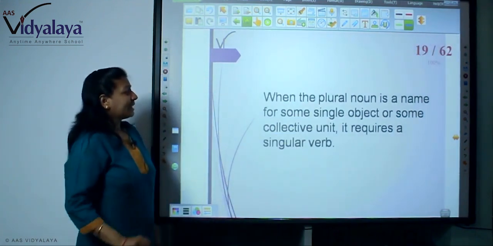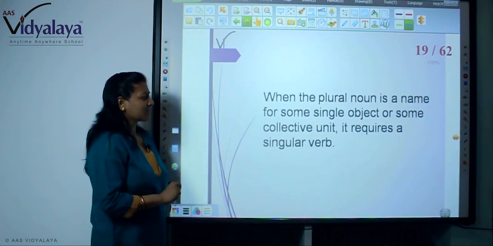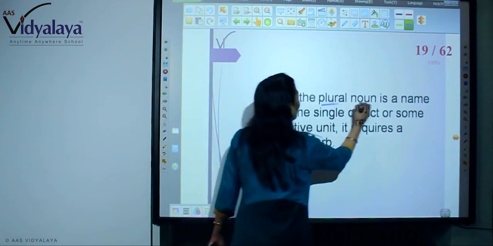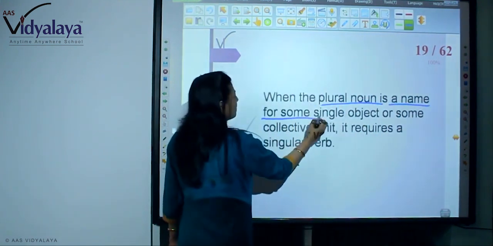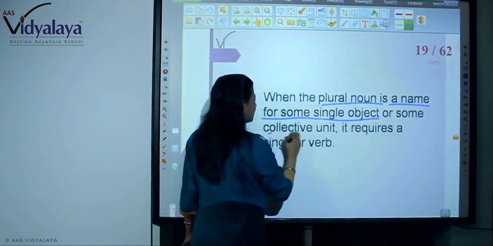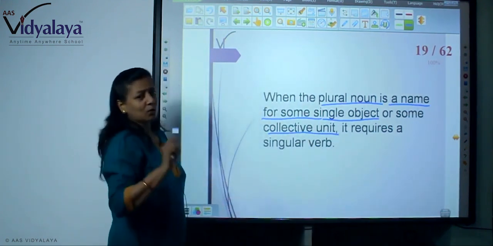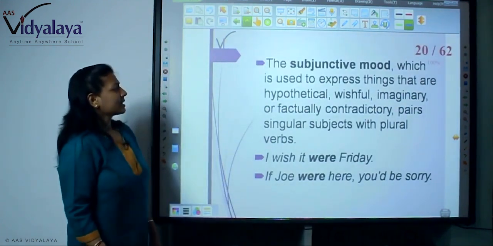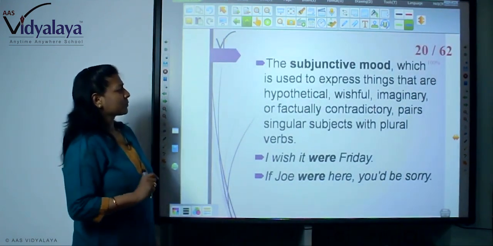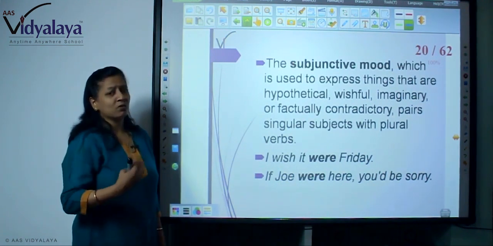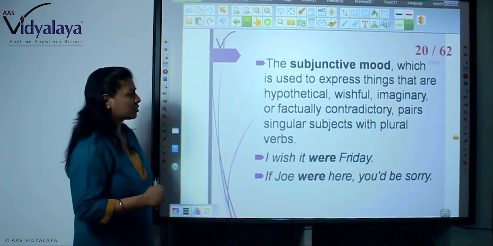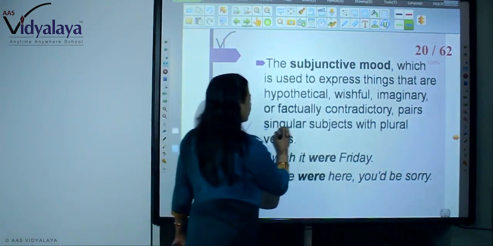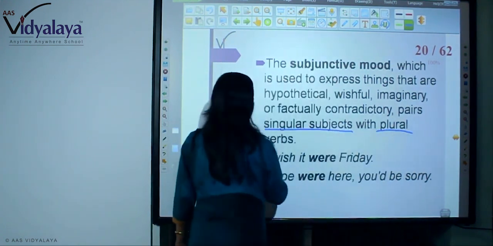When the plural noun is a name for some single object or some collective unit, it requires a singular verb. When the plural noun is a name for some single object or some collective unit, then only a singular verb is required. Now, the subjunctive mood, which is used to express things that are hypothetical, wistful, imaginary or factually contradictory, pairs singular subjects with plural verbs. Those subjects are singular but verbs are plural.